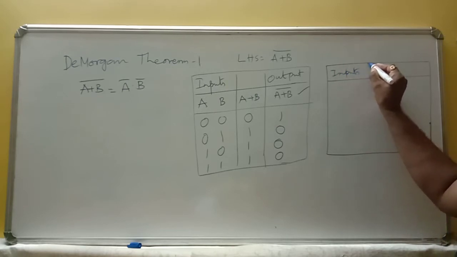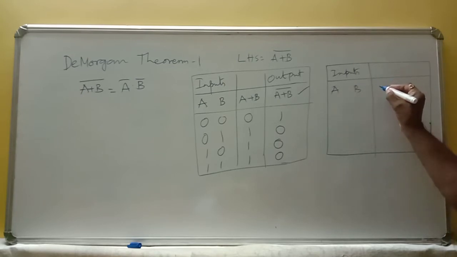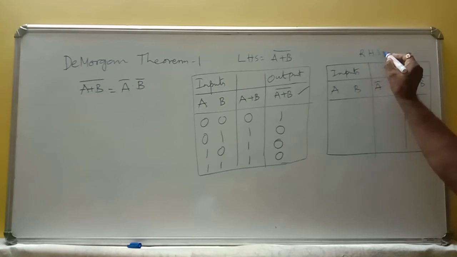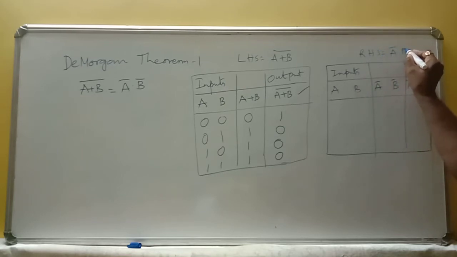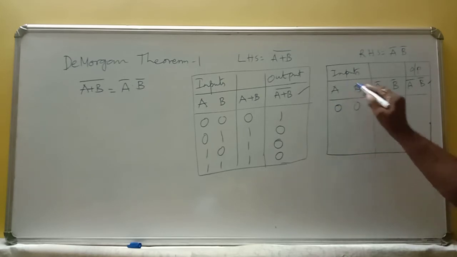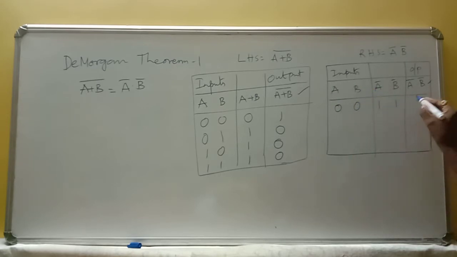Here the two inputs are A and B, giving A bar and B bar, and the output is A bar dot B bar. Here the RHS is equal to A bar dot B bar, and LHS is equal to A plus B whole bar. Now for 0, 0: A bar means 0 bar means 1, B is 0, 0 bar means 1. 1 into 1 is nothing but 1.